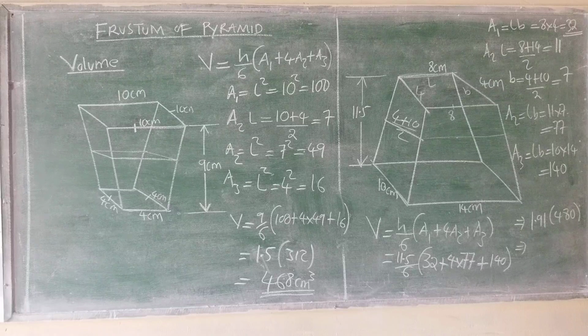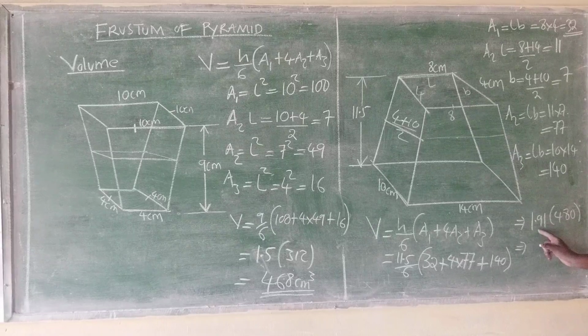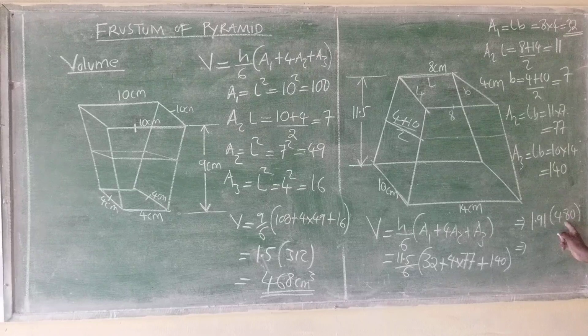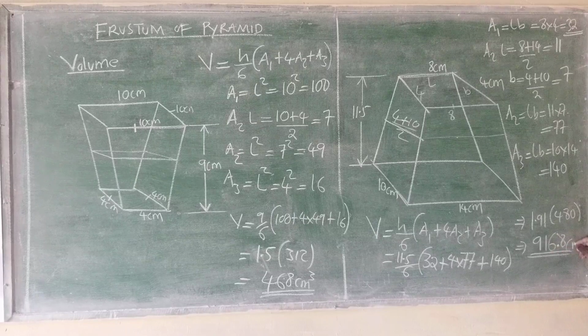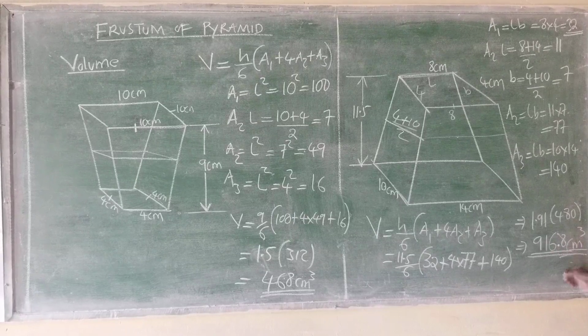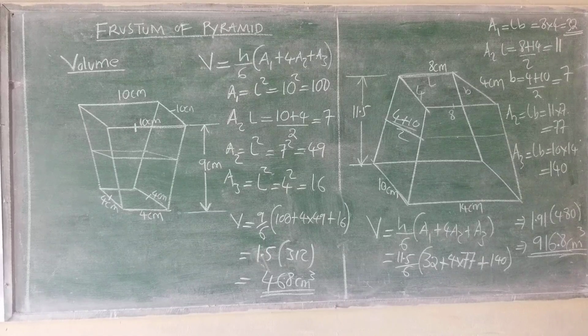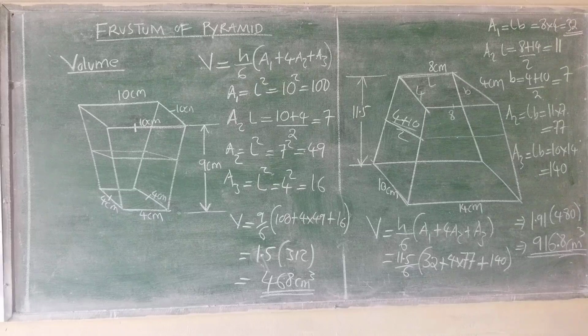Why are you quiet? Your calculators have stopped working. 1.91 by 480, you're getting what? It's a figure that is tricky to measure. Yes, 916.8. Perfect. This is centimeter cubic. Any question? Clear? Very easy. Thank you.